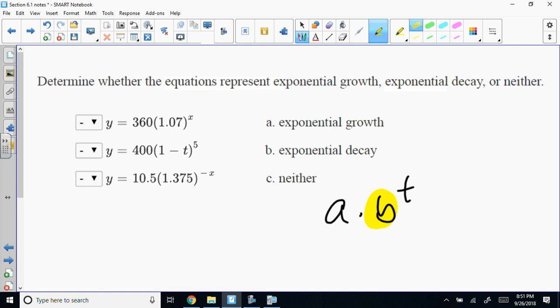Anybody know? You're right, it isn't growth or decay, but why? You're exactly correct. She said it's because the variable's not up in the exponent. That's a polynomial, guys. You remember I said the qualifications: the x, the variable, has to be up in the exponent, right? That was one of the things.